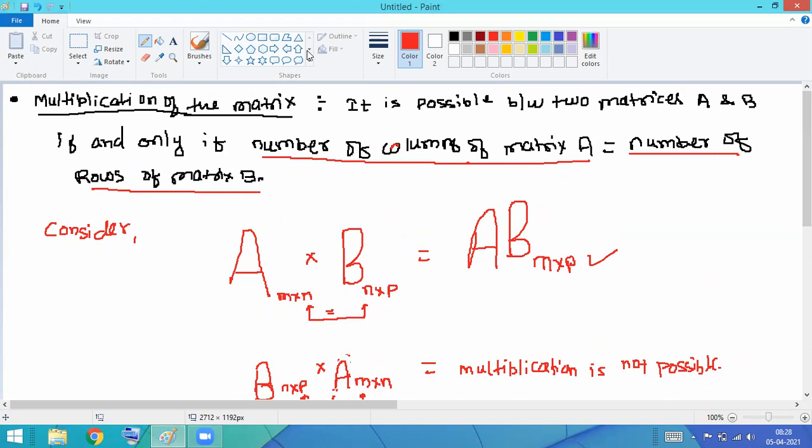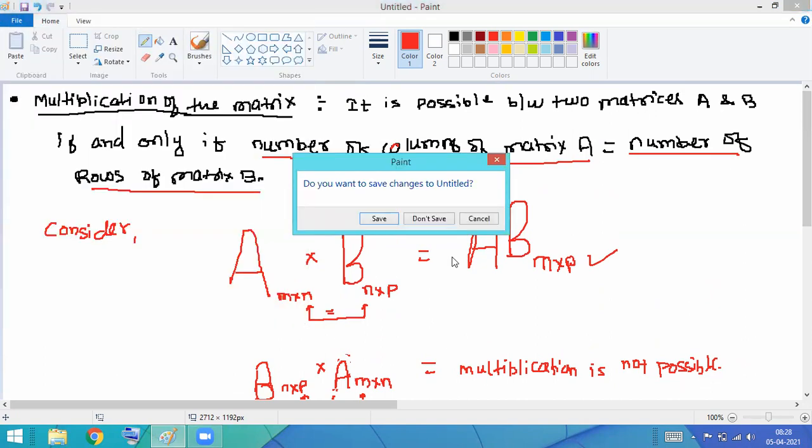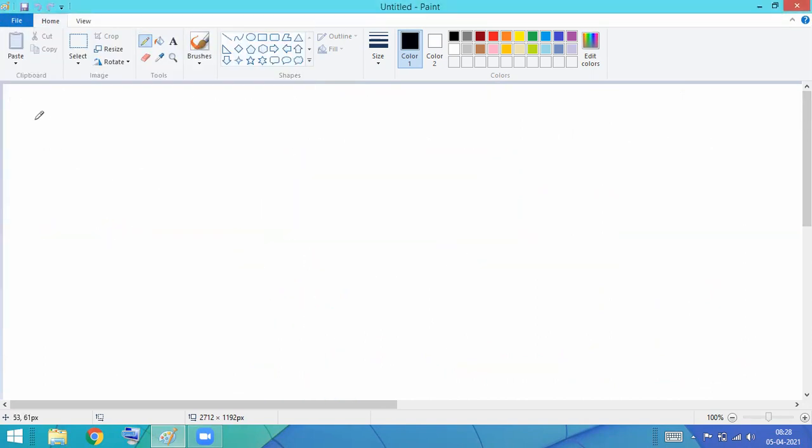But this is theory. How can we solve the question? Let's assume, now we'll do some numericals, so we'll do an example. Let's assume that we have the matrix A, which is basically 1, 2, 3. What is the order of the matrix A here, guys?